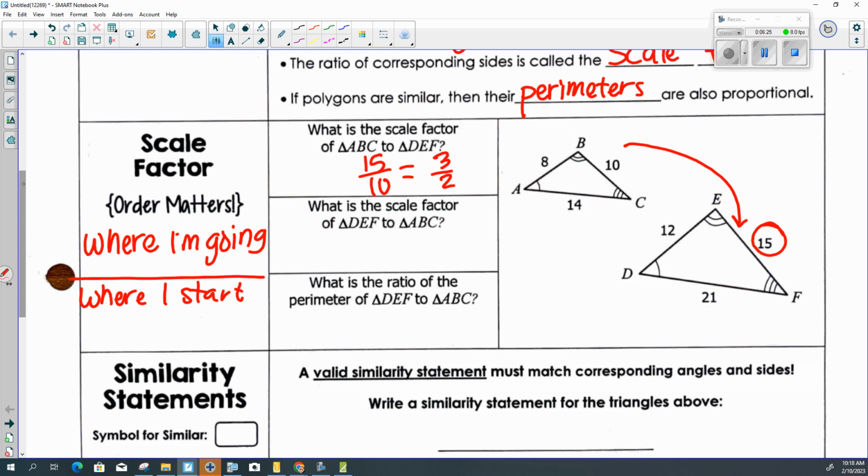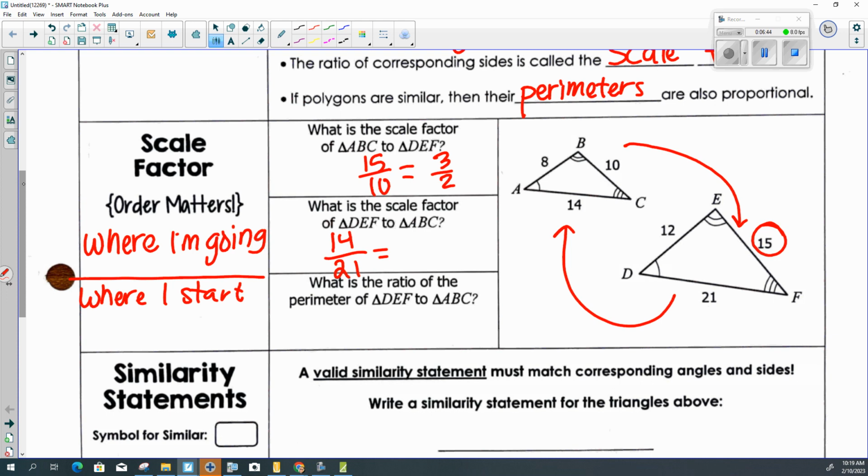Okay, so like we talked about a second ago, this one's now saying, what is the scale factor of DEF to ABC? So it's going to be the opposite. Let's use different numbers though. So where am I going? I'm headed to the smaller one. Where am I coming from? I'm coming from the bigger one.